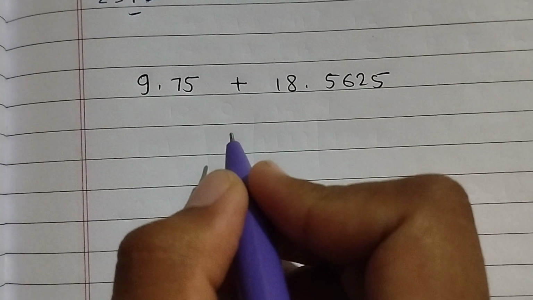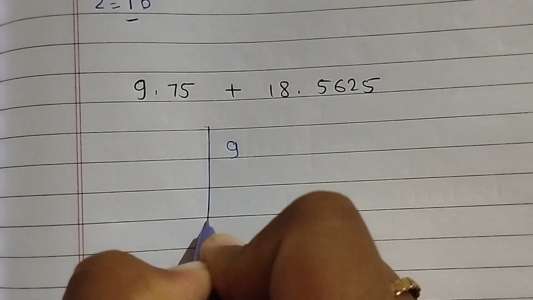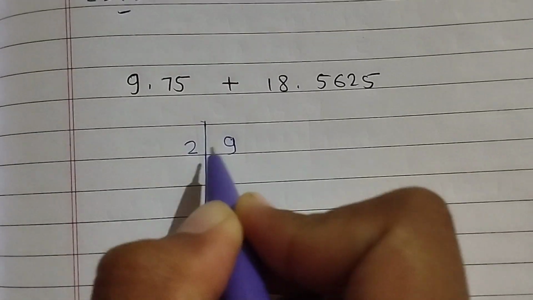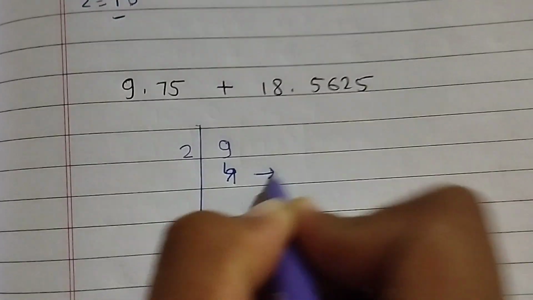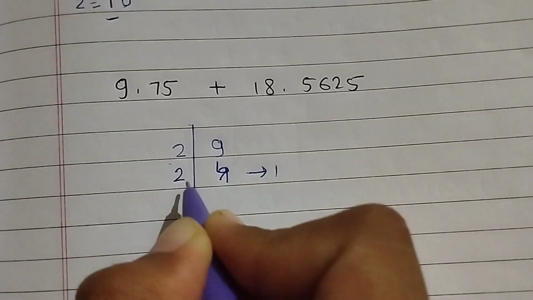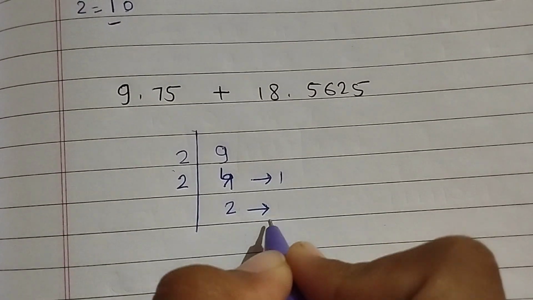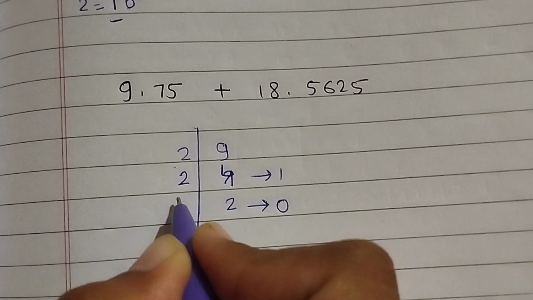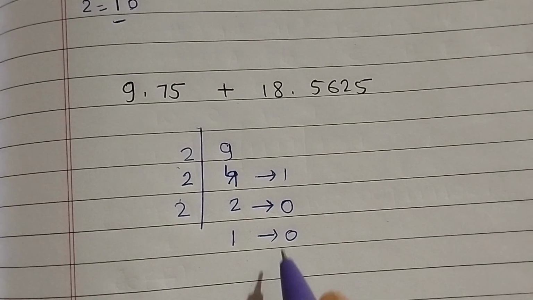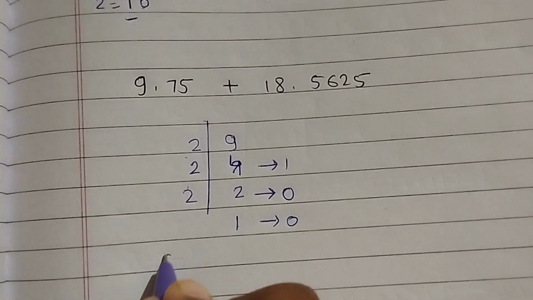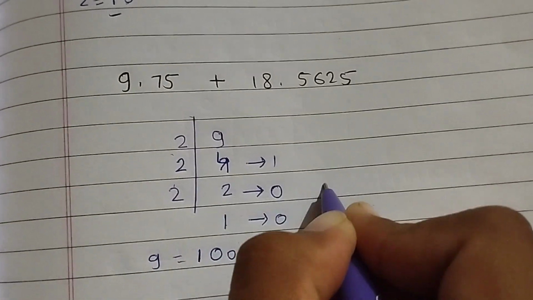So we know all the steps. First write the number and divide by 2. So here is 4, remainder is 1. Then again when we divide 4 by 2, the quotient is 2 and remainder is 0, and again divide 2 by 2, this is now 1 and remainder is 0. So now 9 is equal to 1001. We go from bottom to up.